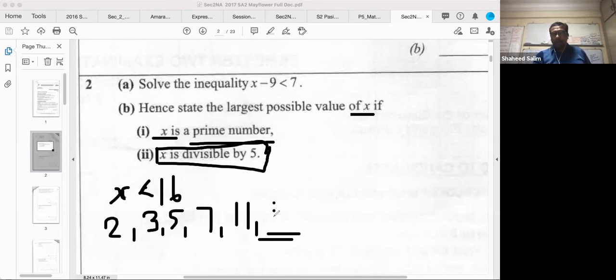13, yes. Because 1 times 13 is 13. That's all. There's no other. So 1 times 11, 1 times 7, 1 times 5, 1 times 3, 1 times 2. 1 is not a prime number, because it must have two numbers: 1 and something else. You get it? Those are prime numbers. Unique numbers are prime.